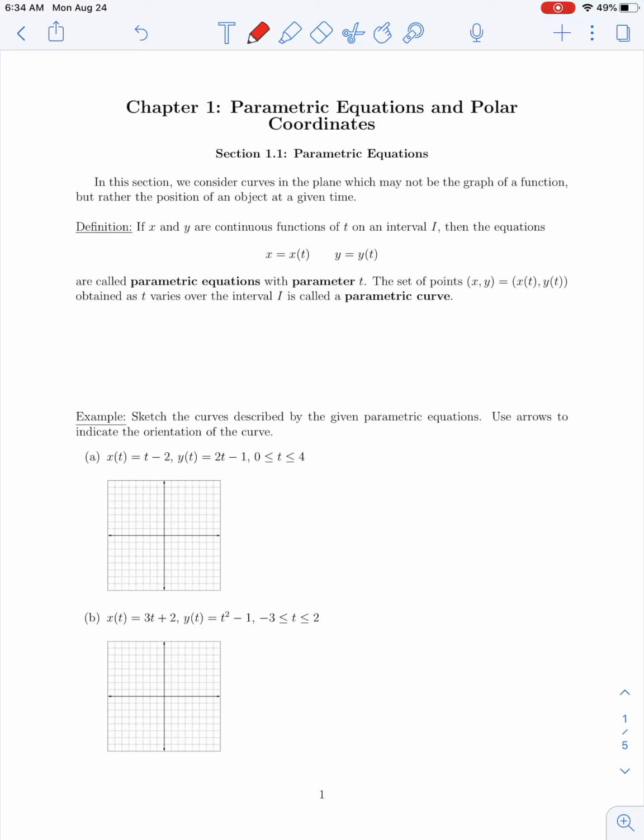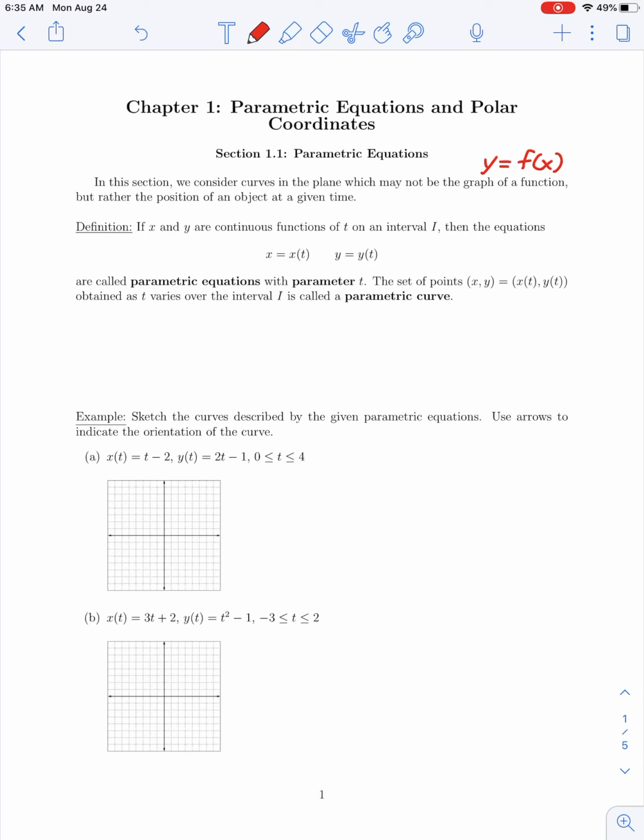So, in some of the examples that we've considered in Calculus 1 or 2, we're looking at the graph of some function of the form y equals f of x. But we know that not every plane curve is the graph of a function. In particular, if a curve does not pass the vertical line test, then it is not the graph of a function. So how can we describe these sort of curves?